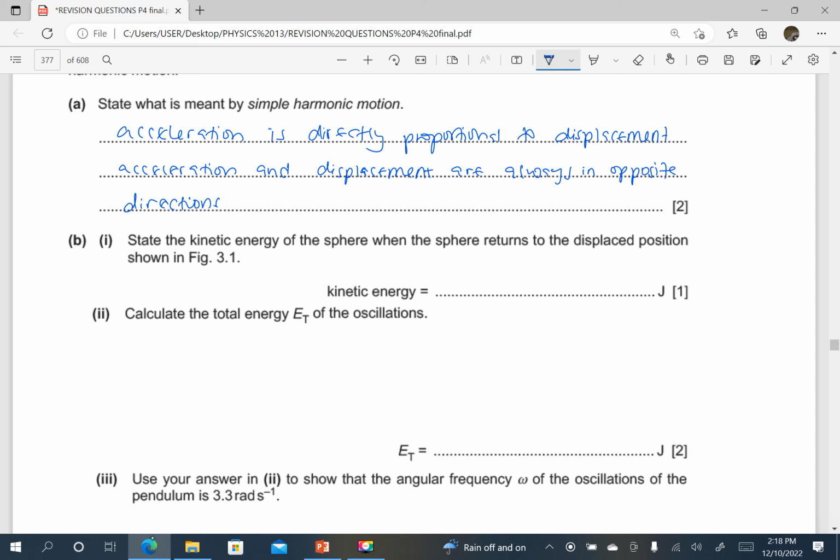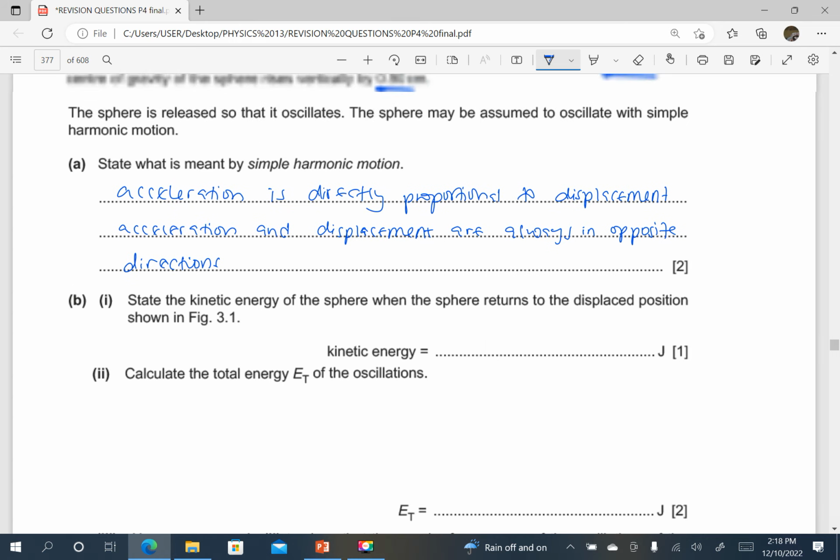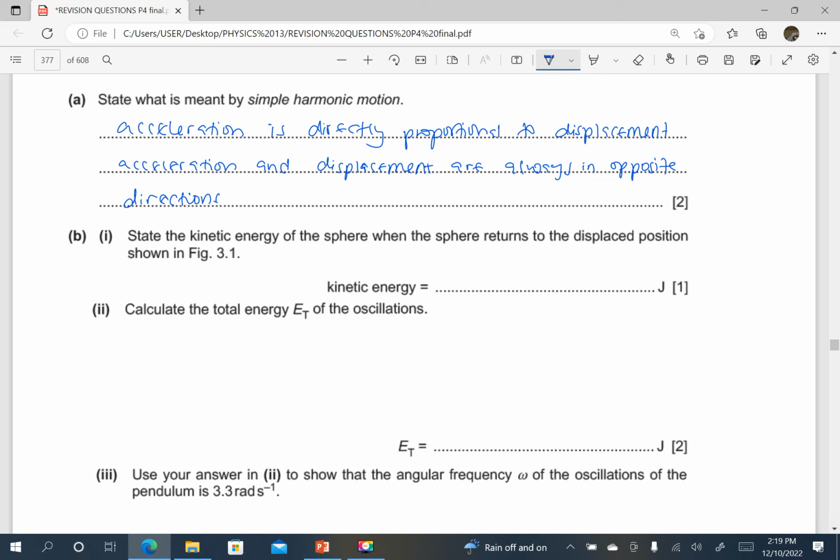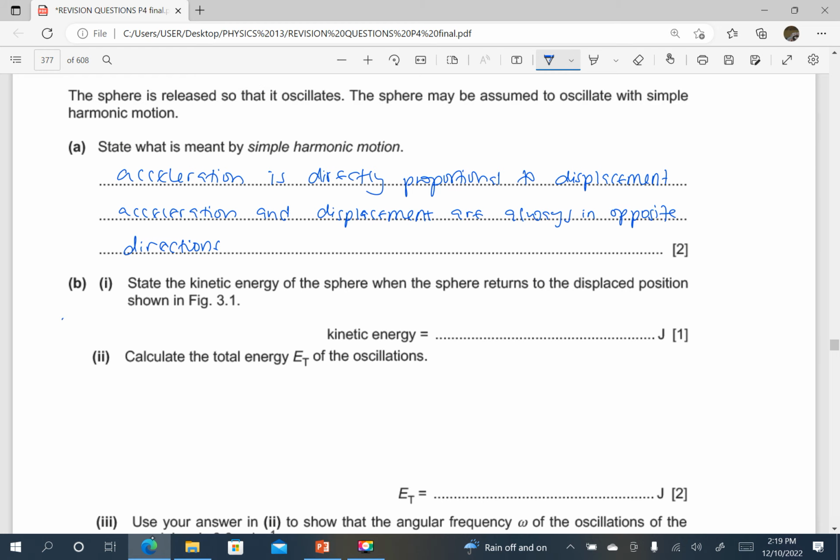State the kinetic energy of the sphere when the sphere returns to the displaced position shown in figure 3.1. So the kinetic energy when it returns here. Remember, this is maximum displacement. Kinetic energy at maximum displacement is zero, because the velocity at maximum displacement is zero. Remember, we have that v is equal to omega square root of x naught squared minus x squared. When x equals x naught, v is zero. And when v is zero, kinetic energy is zero. So this is going to be zero.